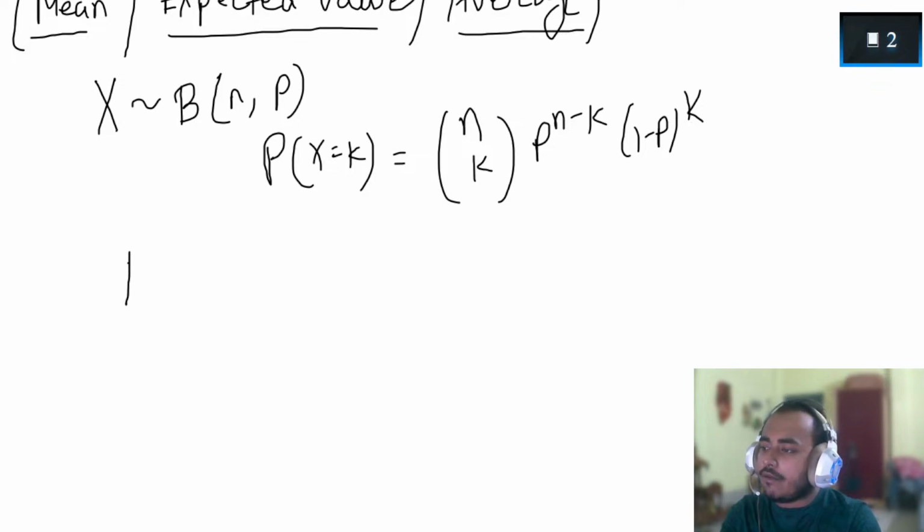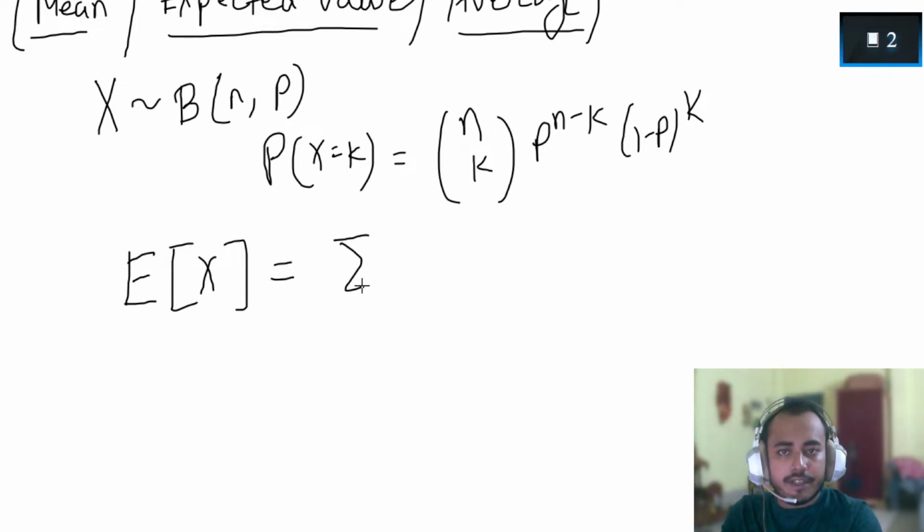So the expected value is defined like this. You write it like E of x, where this is the expected value. And what you do is you sum this, since this is a discrete distribution. When I say discrete, I mean the random variable takes on discrete points like 0, 1, 2, 3, and it does not work on intervals. It takes on certain points, right?